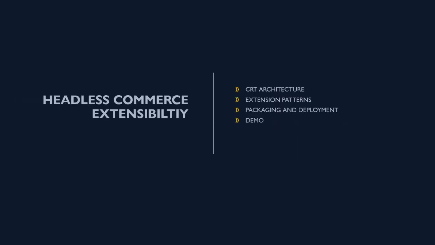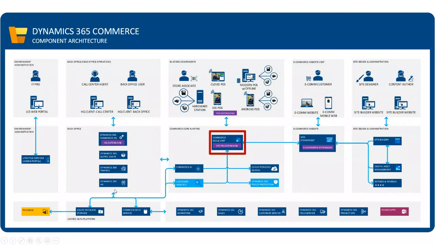With that, I will give a little overview of what headless commerce extensibility is, what you can customize in it, and what you will not be able to customize. Also, I will go over the architecture of the headless commerce engine, and then we'll talk a little bit about how you can package and deploy it once you're done with the customization. And then I will show a quick demo of all of these different components. So first let's start with the CRT or the headless commerce extension architecture.